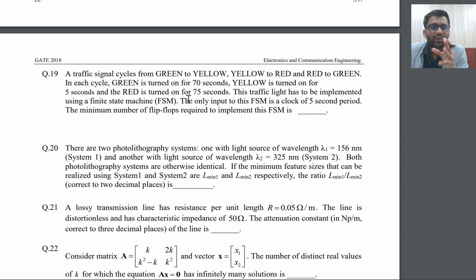In the examination hall, you would not be able to think very fast. Just as you read the question, you would understand that this will take time. So I will drop it. Even if I am comfortable with digital electronics, still I will drop it.